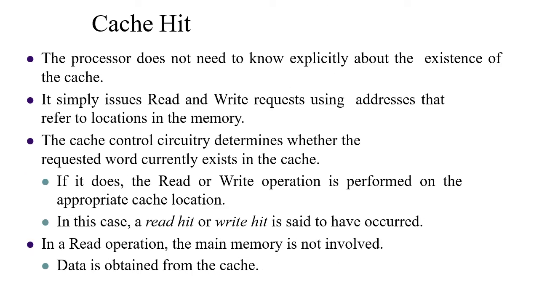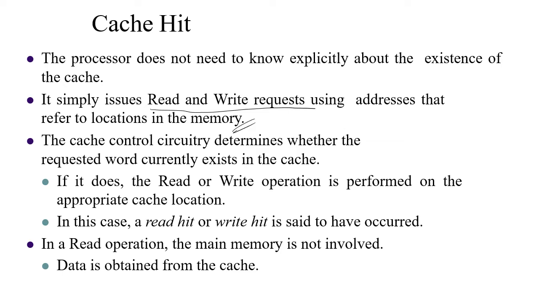So in the case of cache memory, when a read or write process takes place, it will be initiated by the processor. Here the processor does not need to know whether the block it is going to access is present in the cache or not. It simply issues the read and write request using the address that refers to the main memory. The processor does not have any idea whether the set of blocks are present in the main memory or in the cache. It just generates a read and write request using a particular address of the memory.